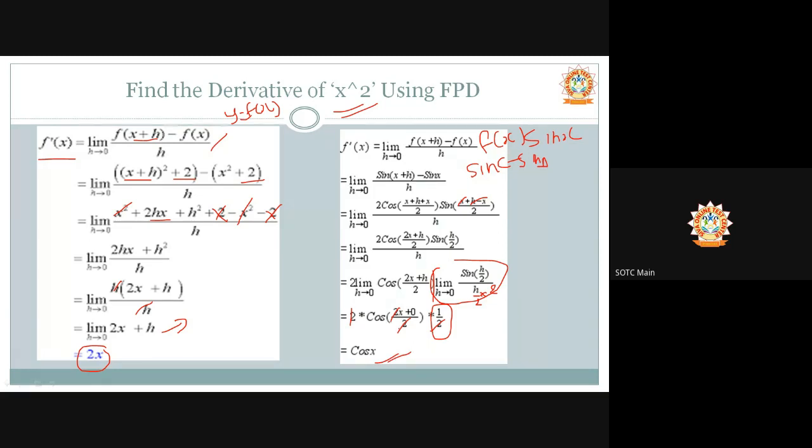No need to remember all these things. Just this is the first principle, how the formulas are derived. Right? Understood? Derivative of sin x is cos x. Clear? Yes, sir.